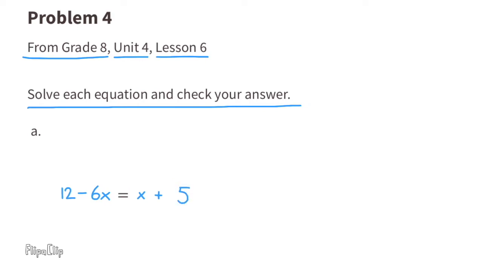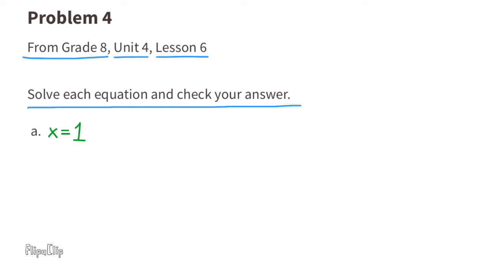Let's add 6x to both sides. Negative 6x plus 6x cancels each other out, and x plus 6x equals 7x, because that's like 1x plus 6x. To get the 7x by itself, let's subtract 5 from both sides. 5 minus 5 cancels each other out, and 12 minus 5 equals 7. To make the x just 1x, we have to divide both sides by 7. 7x divided by 7 is x, and 7 divided by 7 is 1.